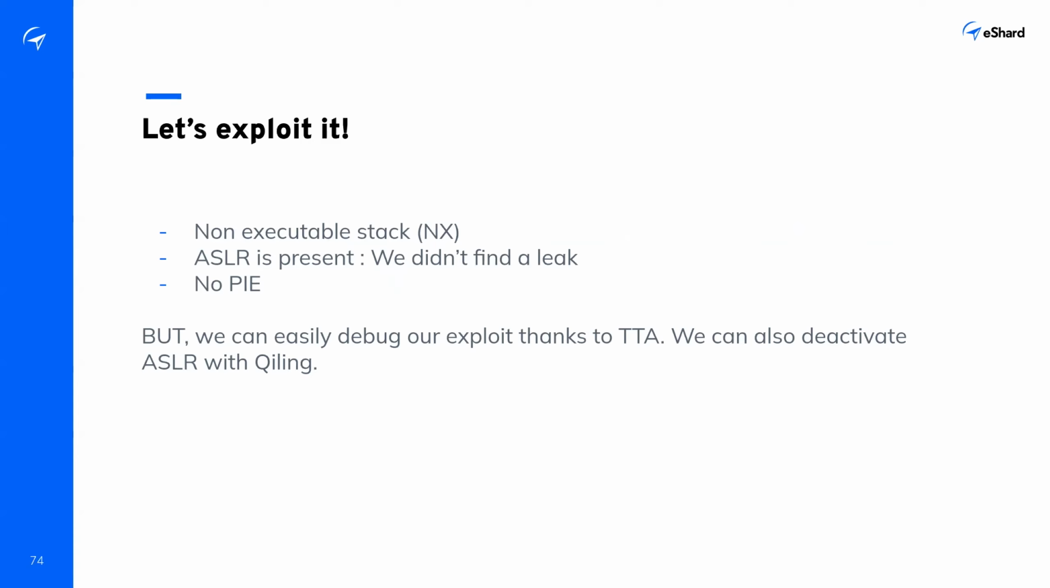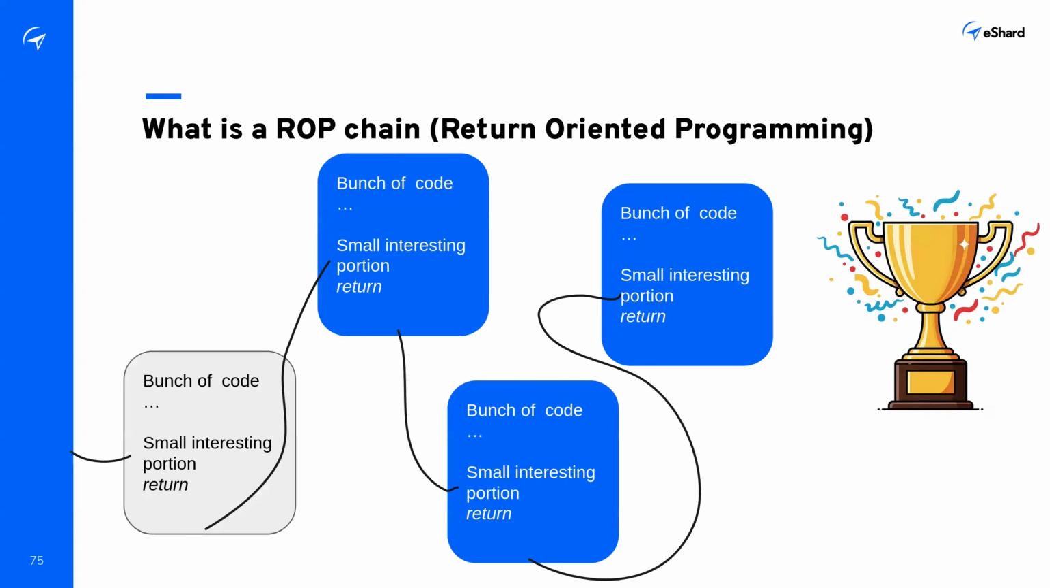Essentially, the stack on the binary is non-executable. That means we can forget our good old shellcode on the stack. On the router, there is ASLR, and we didn't find the leak, so it can be quite tricky, and there is no position independent executable, but we have time travel analysis, so we can run our exploit, see why it doesn't work, and build on that. Also, there is no ASLR on Qiling, which is quite handy. You can create your exploit before having the leak. You can have your colleague work on finding a leak while you work on the main exploit, for example.